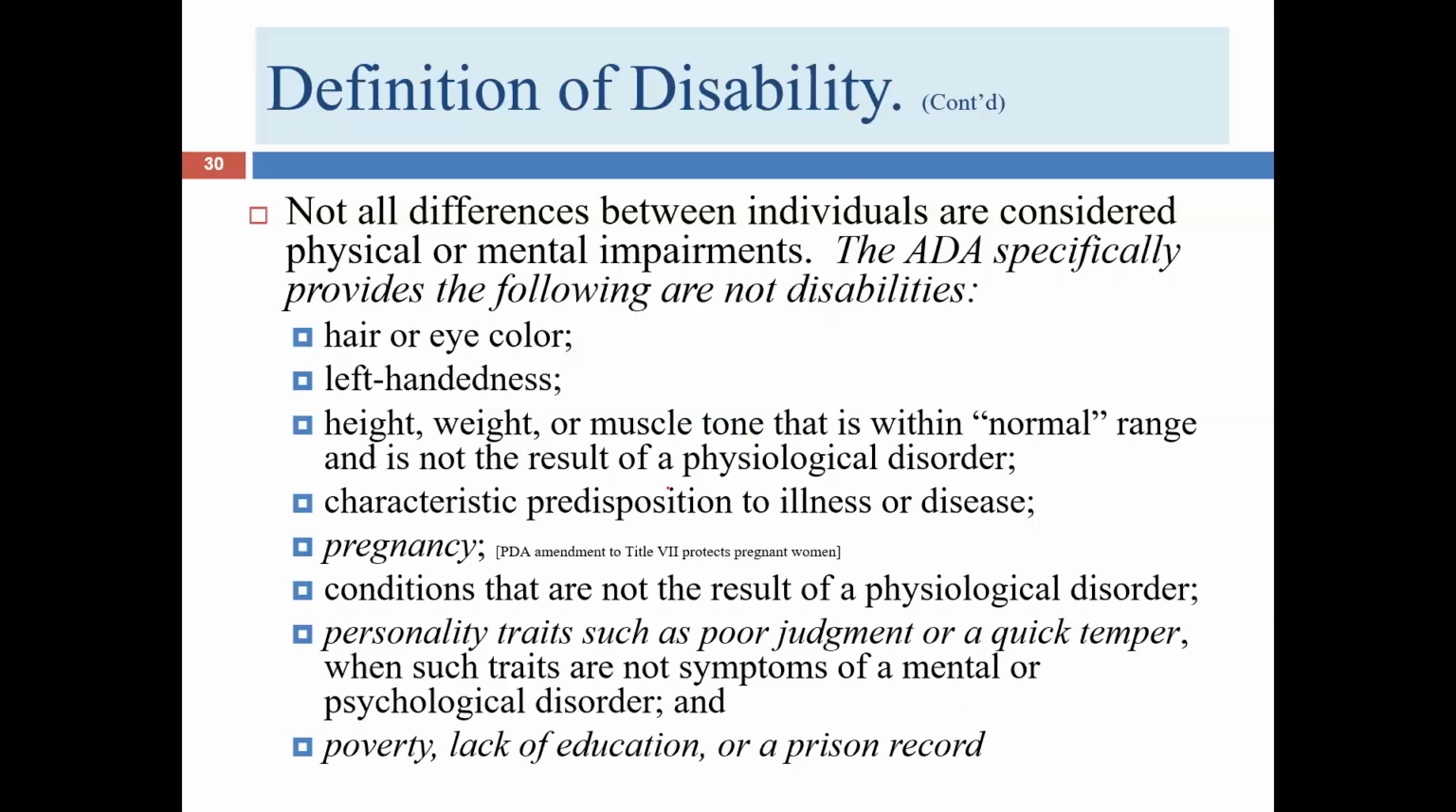Having a predisposition, a tendency toward an illness or disease that has not yet expressed itself. For example, I might have a family member, or several family members, who've had breast cancer. I myself do not have breast cancer, so therefore I am not disabled. Now, of course, if my employer assumes I'm going to get breast cancer because of this and regards me as having it, I may be covered under the third prong, but I do not actually have a disability at this point.